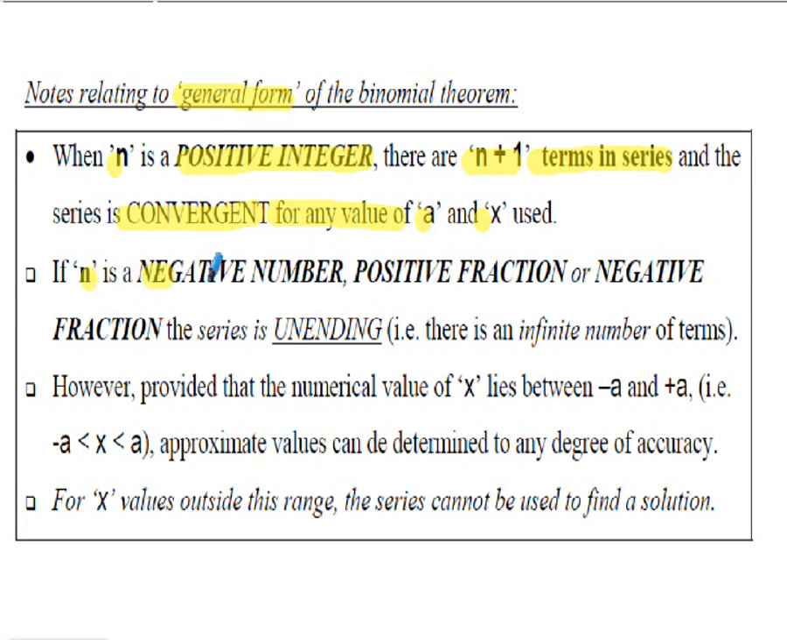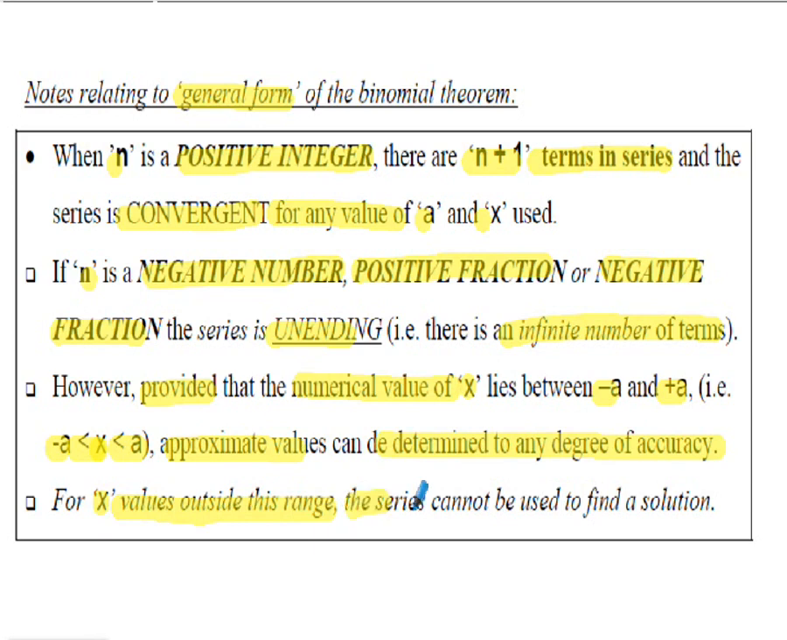If the n is a negative number, a positive fraction or a negative fraction, the series is unending, and there's an infinite number of terms in the series. However, provided that the numerical value of x lies between minus a and plus a, in other words, minus a is less than x but x is less than a, approximate values can be determined to a reasonable degree of accuracy. For x values outside the range, the series cannot be used to find a solution.